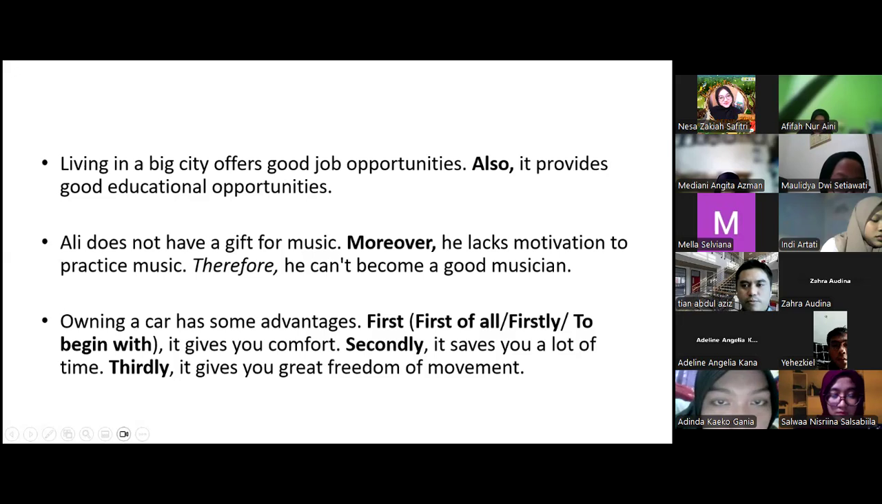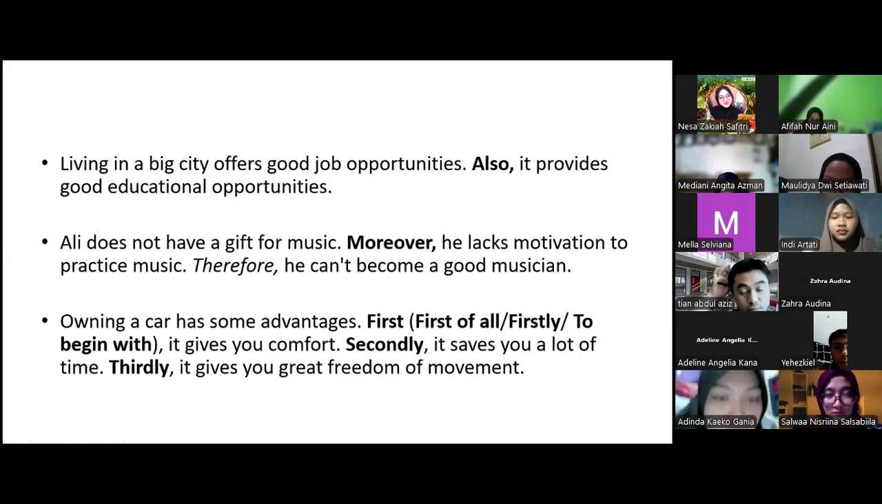Okay, continue, Maulidia. Owning a car has some advantages. First of all, firstly, to begin with, it gives you comfort. Secondly, it saves you a lot of time. Thirdly, it gives you great freedom of movement.